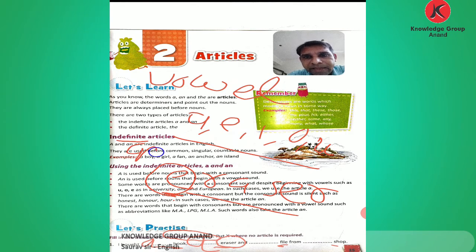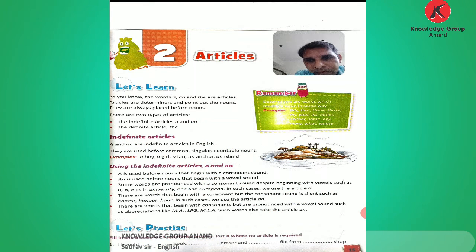So what do we write here? An. So in the first blank we write A, in the second blank we write An. An eraser. And a file, starting with F, not starting with a vowel. Then a shop, we write A. So I bought a book, an eraser and a file from a shop. That is the answer. Now see the second page.